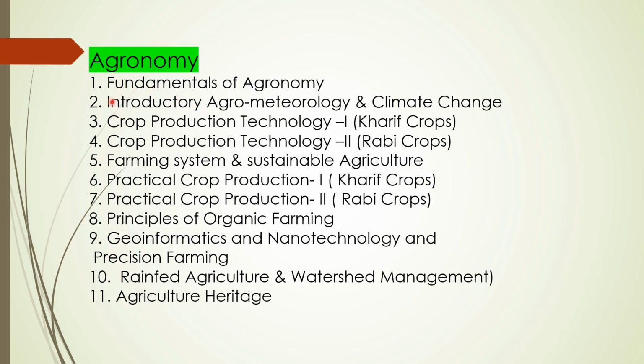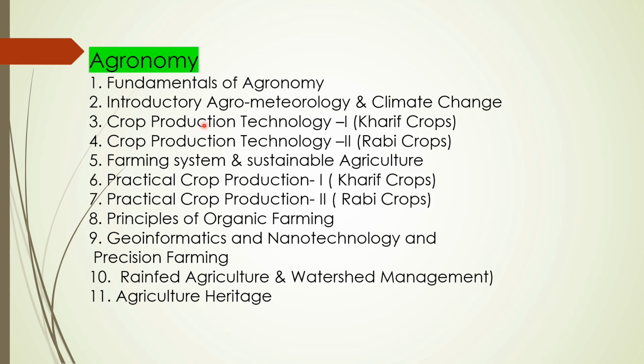Now we see one of the branches in agriculture, that is agronomy. In agronomy there are many subjects covered in these 4 years. The first subject, fundamentals of agronomy. It is a basic subject for every agriculture student. In this subject we mainly learn about tillage, weeding, irrigation, intercropping, and many things. And the second is introductory agrometeorology and climate change.